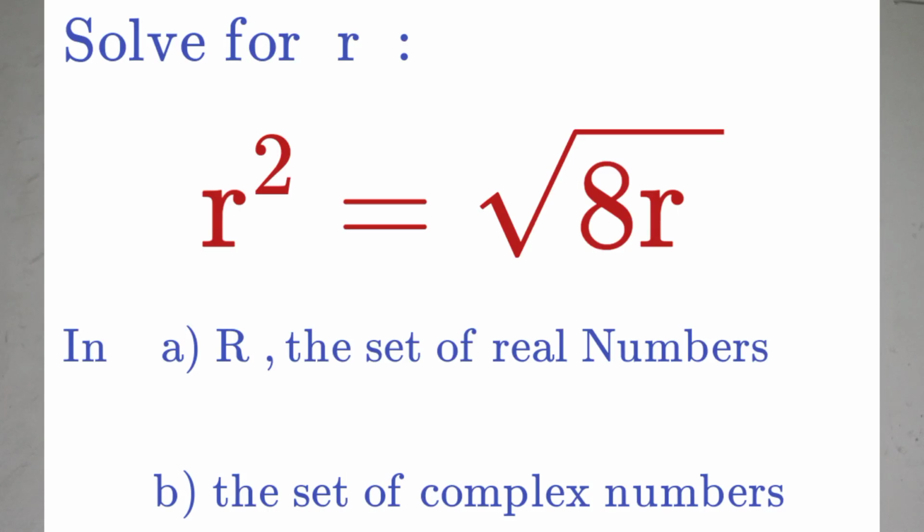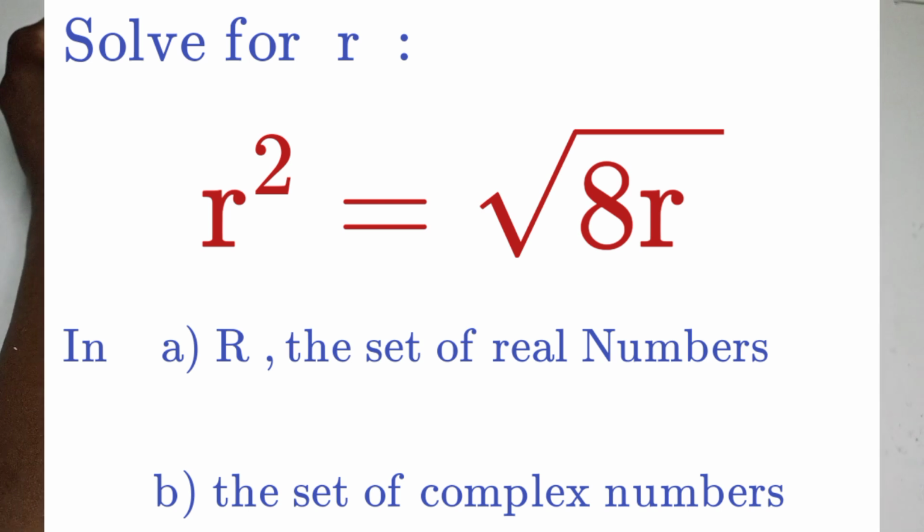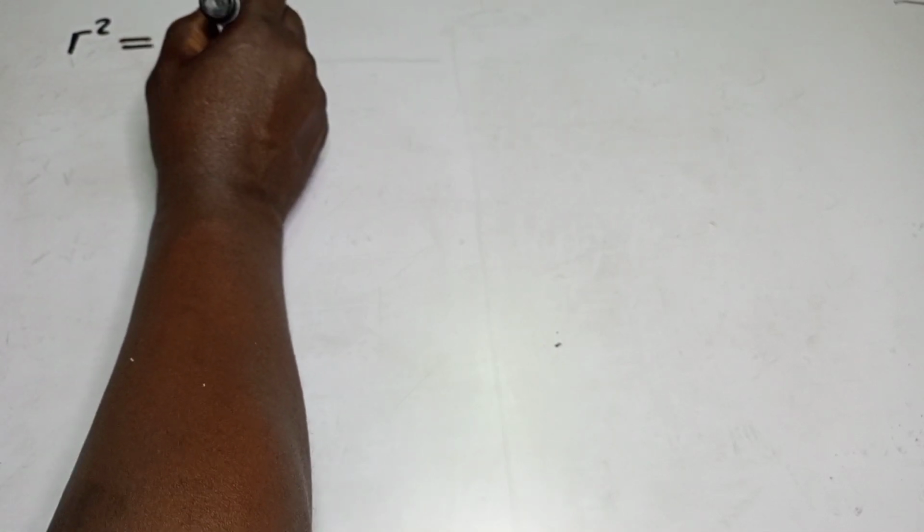Hi everyone, in today's tutorial we want to find all the solutions of r in the equation r squared is equal to root of 8r. All the solutions, be they real values or complex values. So let's start. Our equation is r squared is equal to root 8r.